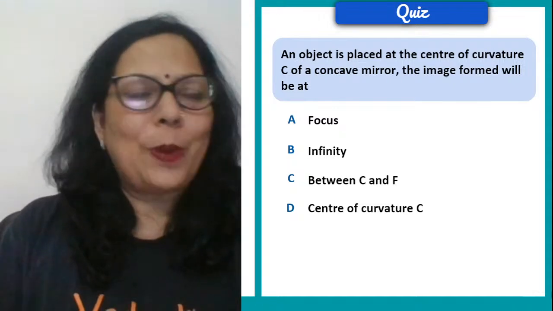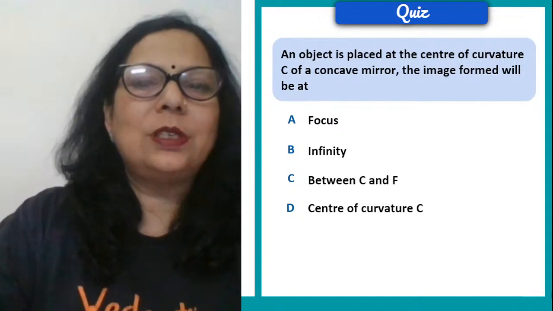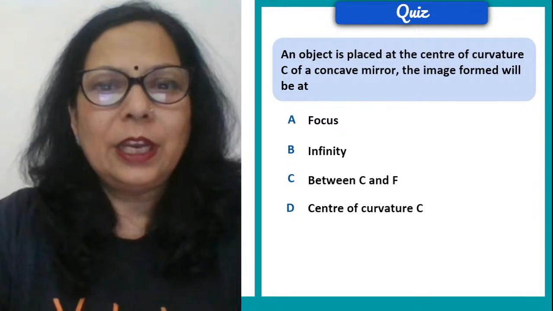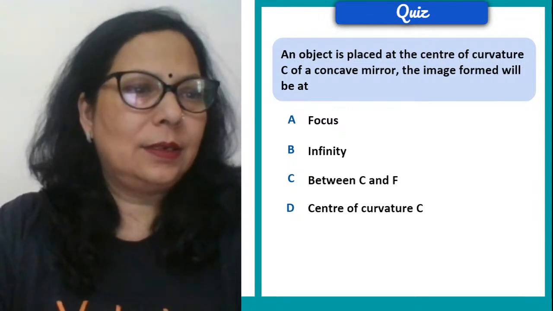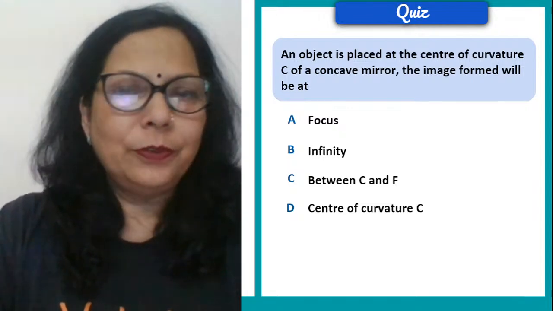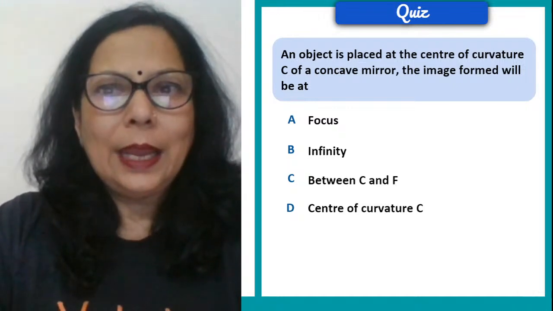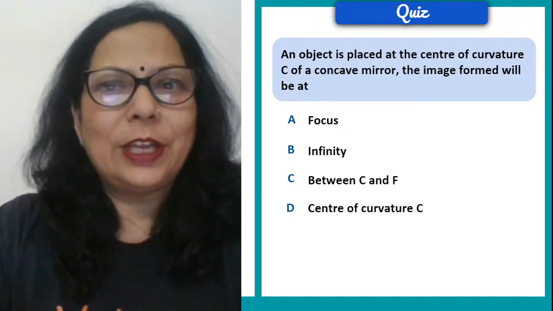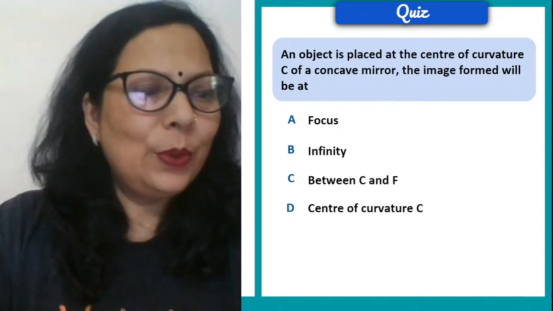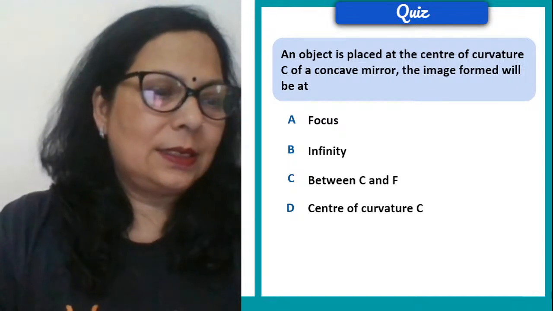An object is placed at the center of curvature C of a concave mirror. The image will be formed at? So, a revision: an object is placed at the center of curvature of a concave mirror. Where will the image be formed?